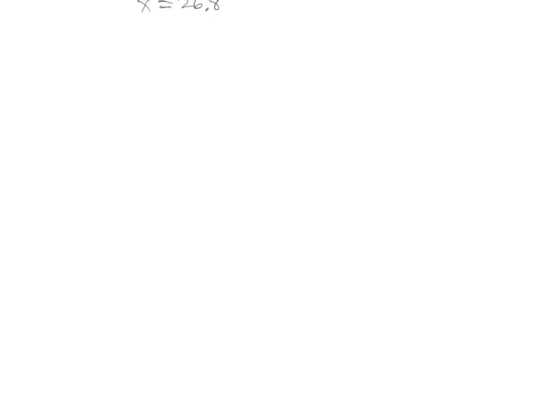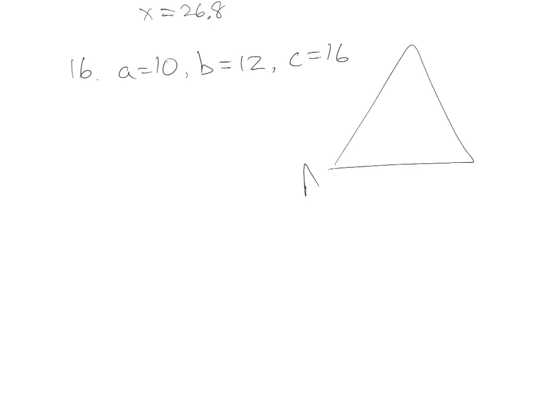So let's do number 16. Number 16: A is 10, B is 12, and C is 16. Now, I do not know if this is an acute triangle or obtuse triangle, but I'm just going to draw a generic triangle, ABC, and just plug everything in opposite their angles. Little a is 10, little b is 12, and little c is 16.